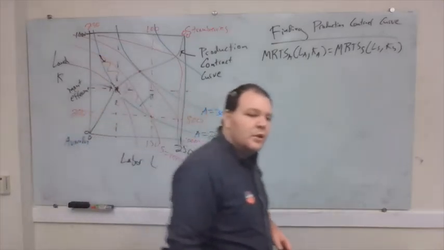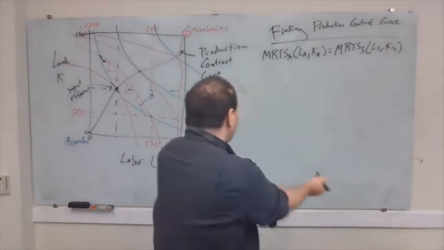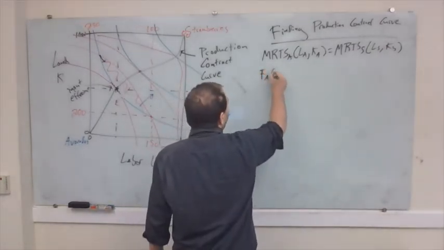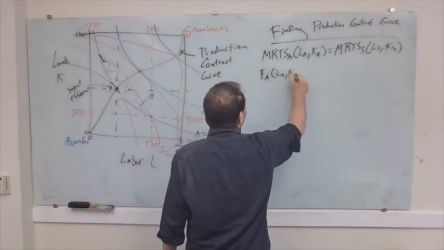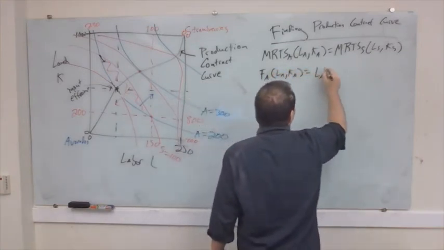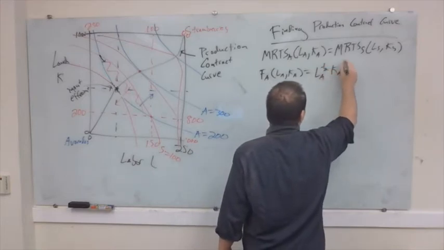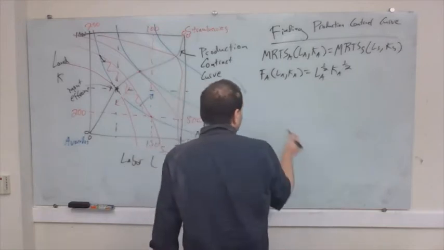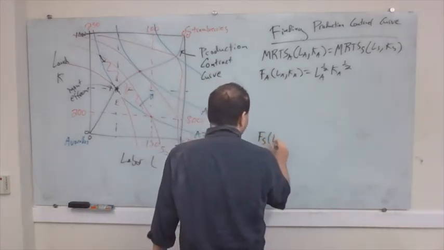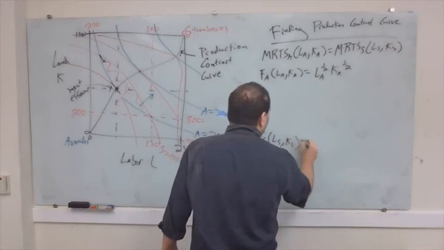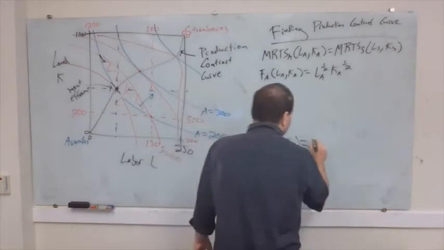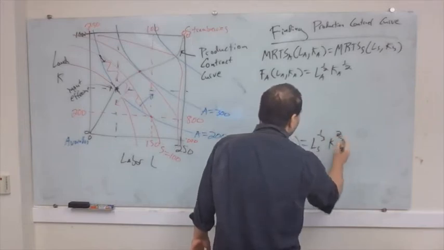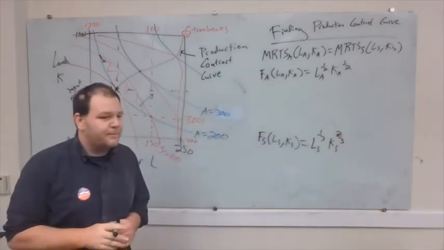Cool. So let's take a specific example. Let's imagine that we have a production function in avocados, f_A, equal to L_A to the 1/2 times K_A to the 1/2. We just have some nice Cobb-Douglas production function. And in strawberries, we've got f_S equal to some other Cobb-Douglas production function, let's say L_S to the 1/3 times K_S to the 2/3. Just making things up here, just coming up with an example.